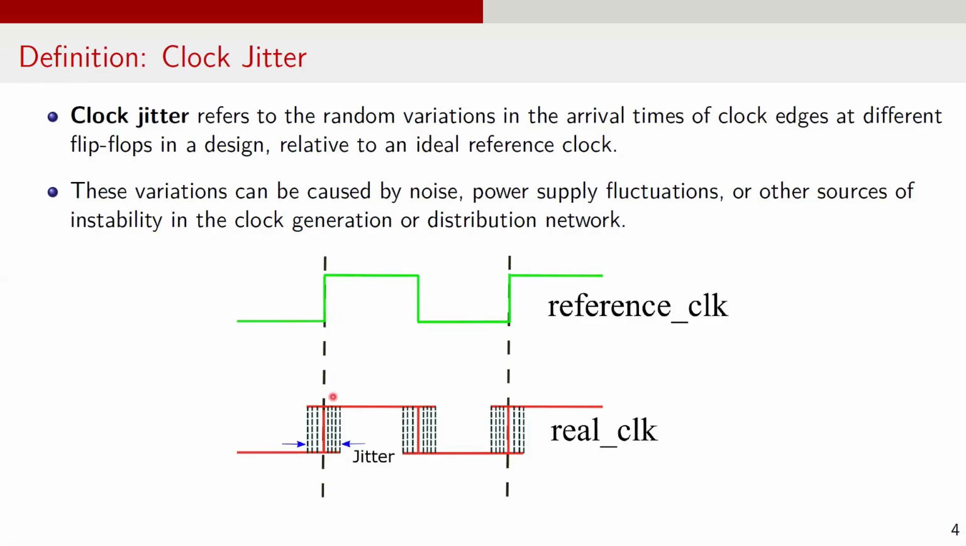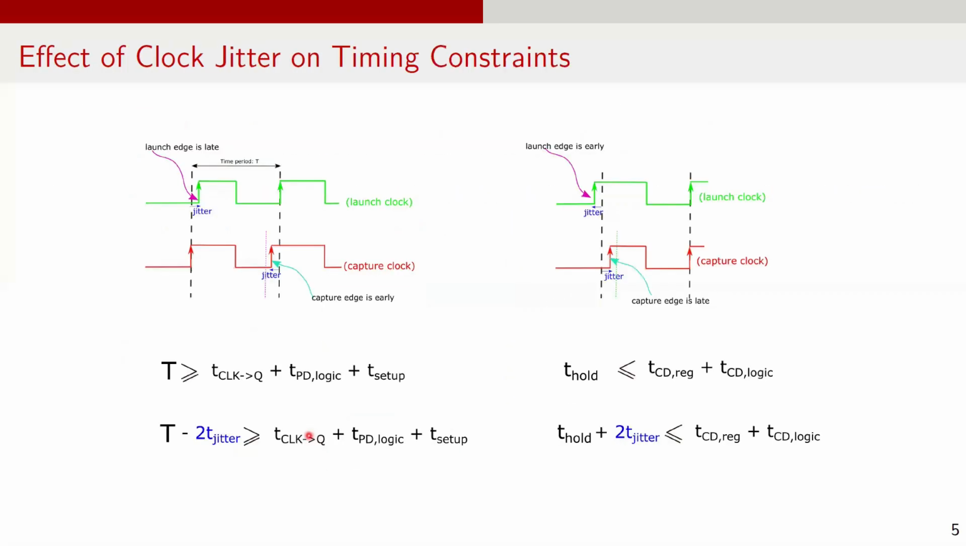It's essentially the fluctuations in the clock period, causing rising and falling edges to appear at slightly different times than their ideal positions in the reference clock. These variations are caused by noise, power supply fluctuations, and other sources of instability in clock generation and distribution network. Now let's study the effect of clock jitter on setup and hold constraint.